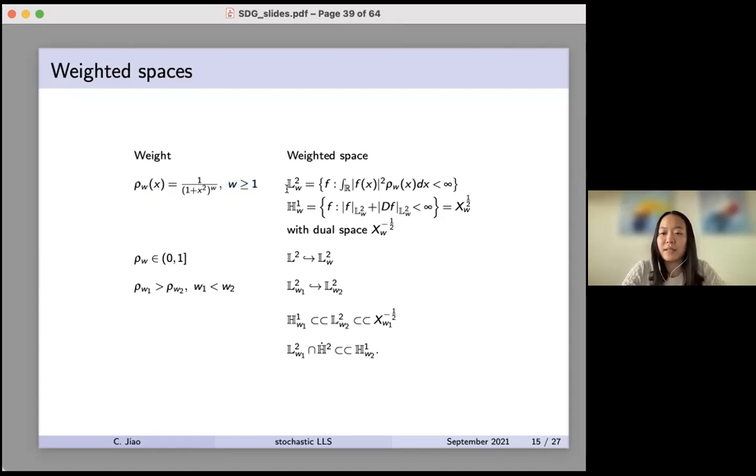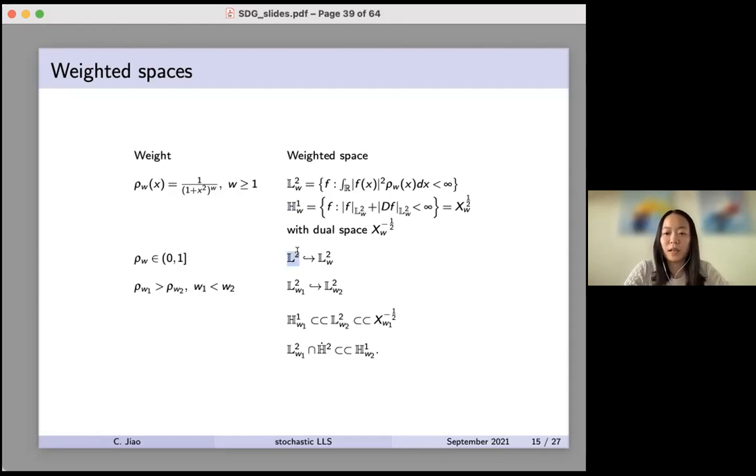We define the weighted spaces L2w and H1w by using the weighted norms, so replacing dx by rho w dx. By convention, we can also write H1w as Xw to the power 1/2, since H1 is the domain of the square root of the Laplacian. We can also write the dual space of H1w as Xw to the power -1/2. We also write here some useful embedding relations, due to the properties of the weight function rho w.